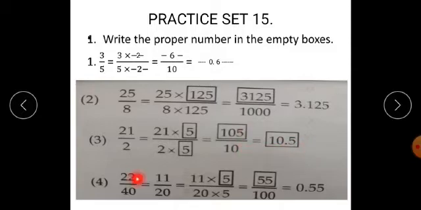Fourth example, 22 upon 40 is equal to 11 upon 20, which is equal to 11 into box upon 20 into 5. Therefore, here you have to multiply 11 by 5 also. Therefore, answer is 55 upon 100 and final decimal representation is 0.55.